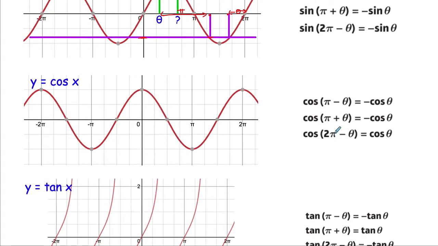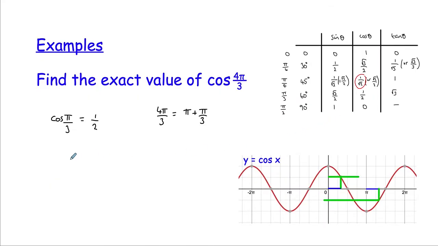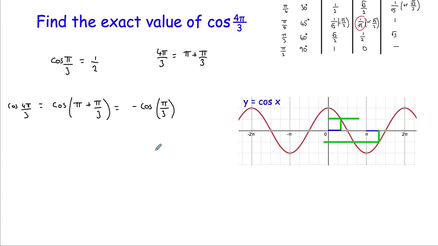We have this rule from the previous page that says cos of pi plus an angle is equal to minus cos of that angle. So cos of pi plus pi over 3, which is our 4 pi over 3, is equal to minus cos of that angle, and our angle was pi over 3. So cos of 4 pi over 3 is equal to minus cos of pi over 3, and cos of pi over 3 is a half, so cos of 4 pi over 3 is equal to minus a half. So we've used the graph to help us work that out.